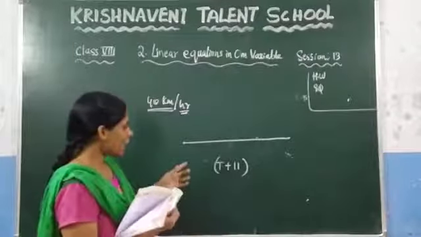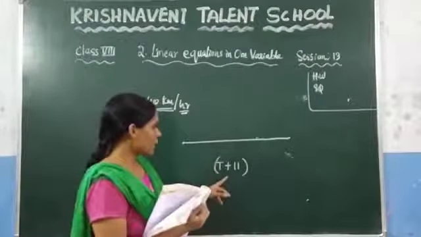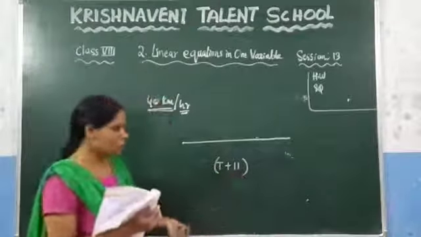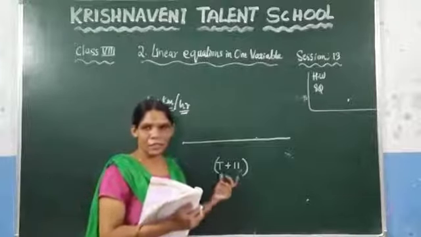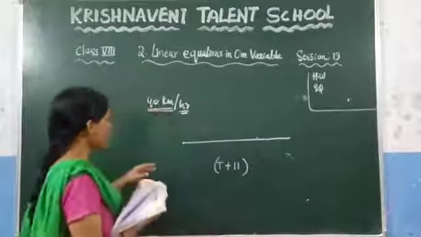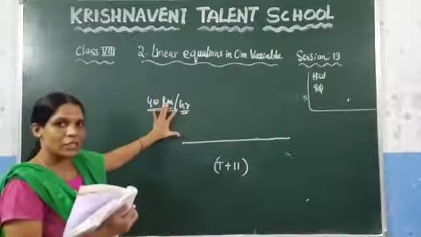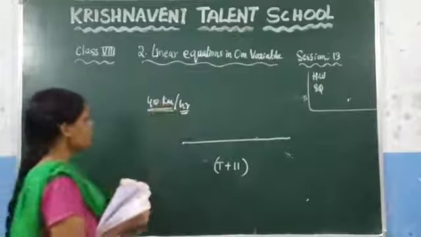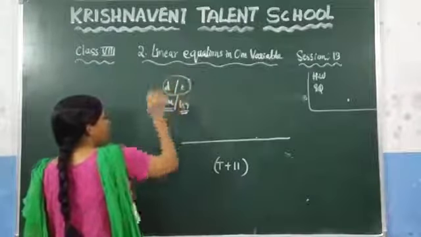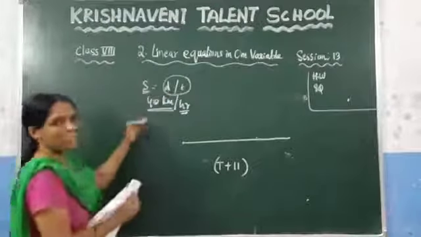Let us suppose the time taken by the train is t, but it is late by 11 minutes. So if you want to calculate the actual time, you need to add it: t plus 11. This is the actual time the train has to take to reach its destination. Here you can observe the units: kilometers is the unit for distance, and this is the time. Distance by time gives you speed.